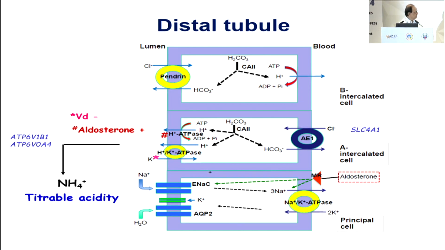The third cell is the beta intercalated cell, which is really the converse of the alpha intercalated cell. I will not go into too much detail on this, but it really does the opposite things. And there is a lot of plasticity, in the sense that alpha cells could become beta cells and so on, depending on the body's state of acidosis or alkalosis.